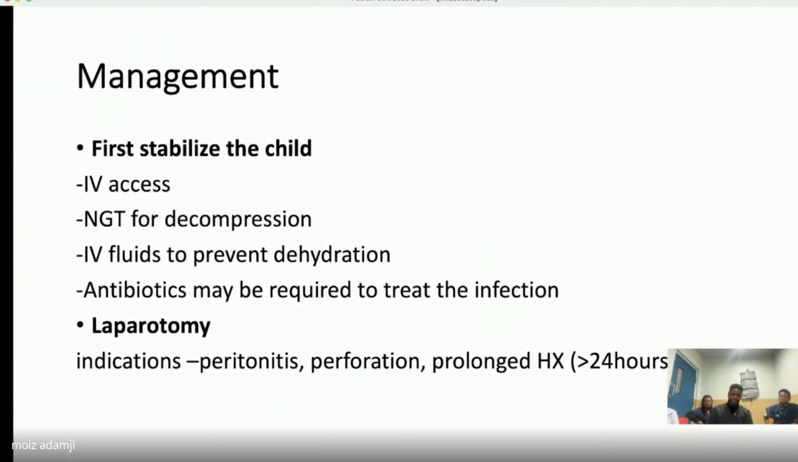So management-wise, first of all, you need to stabilize the patient by giving NGT for decompression. Patients are prone to dehydration, so give IV fluids and antibiotics because of the infection. And laparotomy may be done, with indications being perforation, prolonged history of more than 24 hours, and peritonitis.